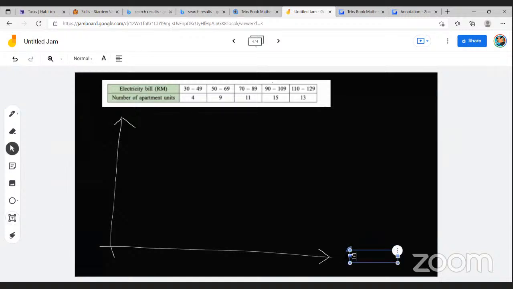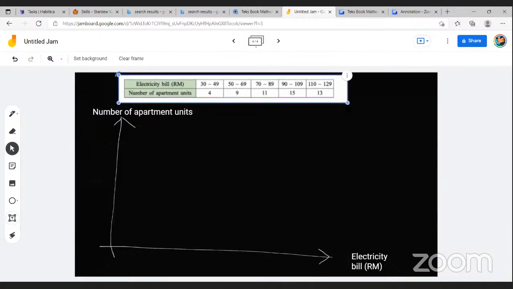So we talk about the electricity bill in ringgit, and we refer to the number of apartment units. Your frequency in this case, instead of frequency, they can sometimes tell you things like number of students, number of cars, but they all in the end represent the same thing, the frequency of the thing.